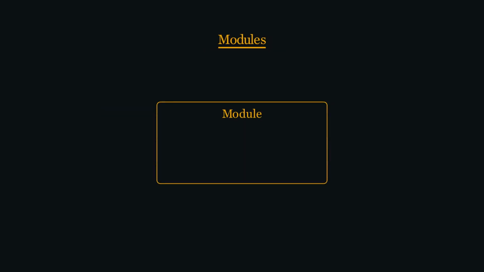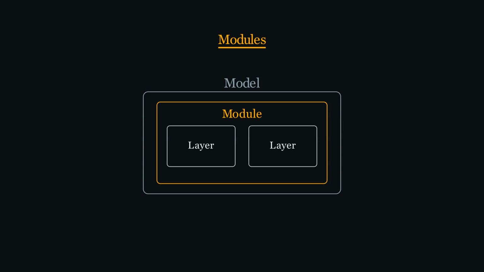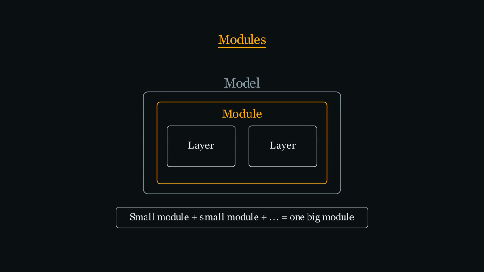Module is how PyTorch packages a piece of computation together with its own parameters. A single layer is a module, and a full model built from many layers is also a module. Modules can contain other modules, which is how complex networks are built from simple, reusable pieces. A single linear layer is a small module. Stack dozens of them together, and you get one large module, like a full image classifier.